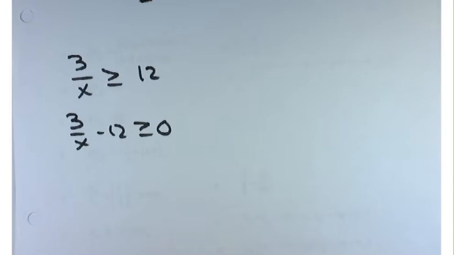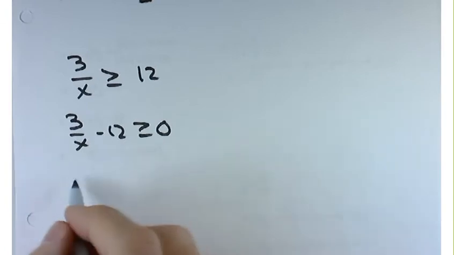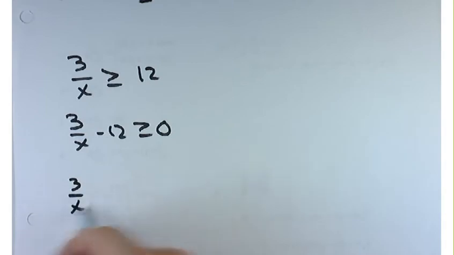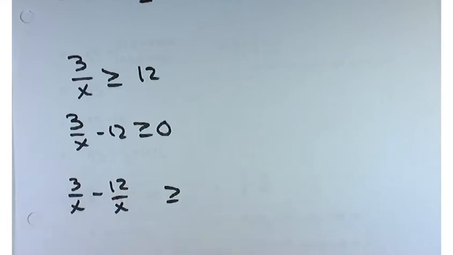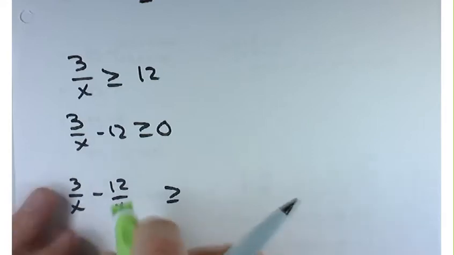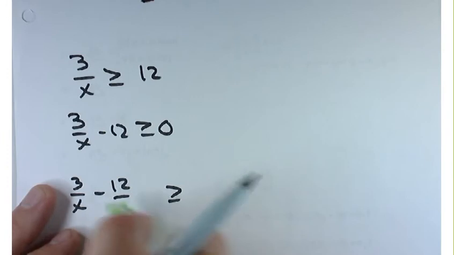Oh, but wait. You need to write that with one expression. So that means combining these terms. And to do that, I'll notice that oops, that shouldn't be an x. It should be a 1 there. My bad. To do that, I'm going to say that 12 is really 12 over 1.